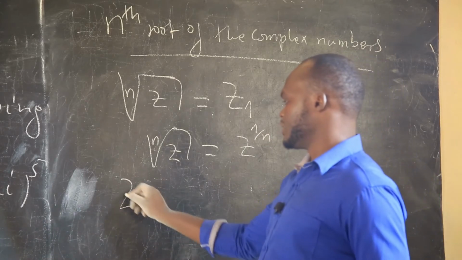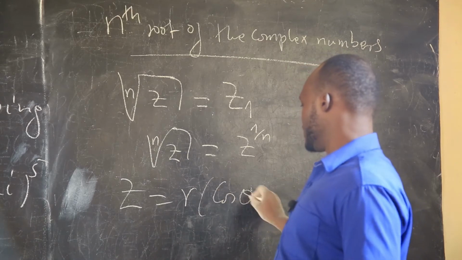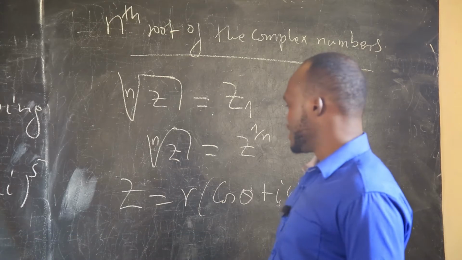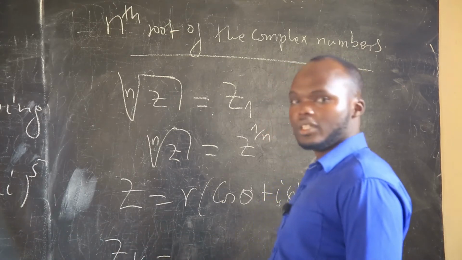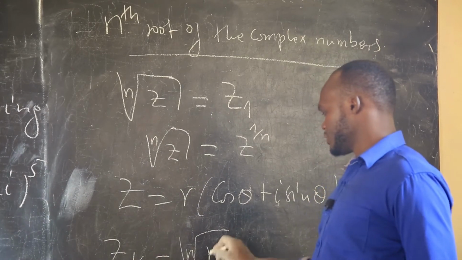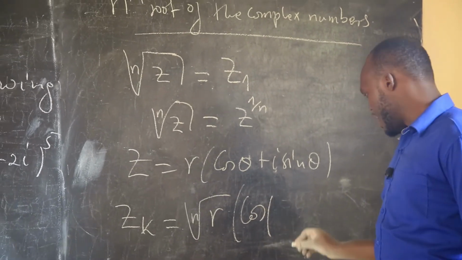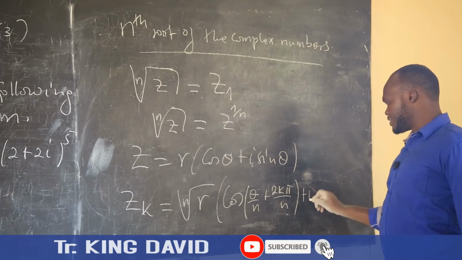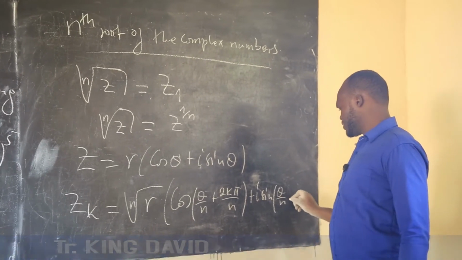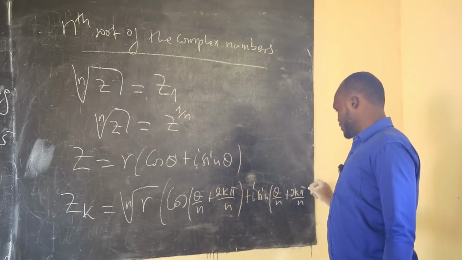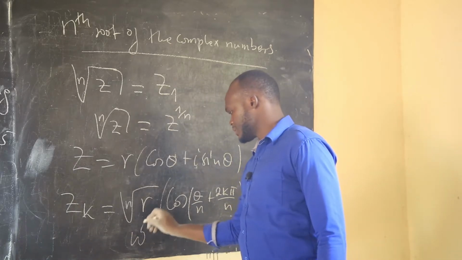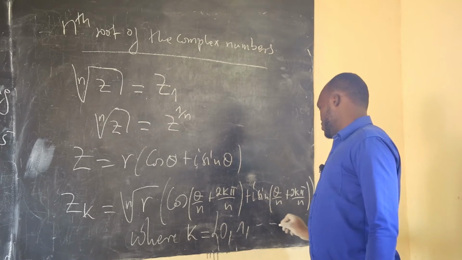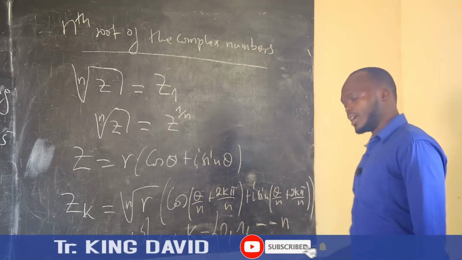So now if you have z equal to r into bracket cos angle plus I sine angle, then the nth root of the complex number, let us call it zk, will be the nth root of r into bracket cos angle over n plus 2k pi over n, plus I sine angle over n plus 2k pi over n, where k is from 0, 1 up to n minus 1.